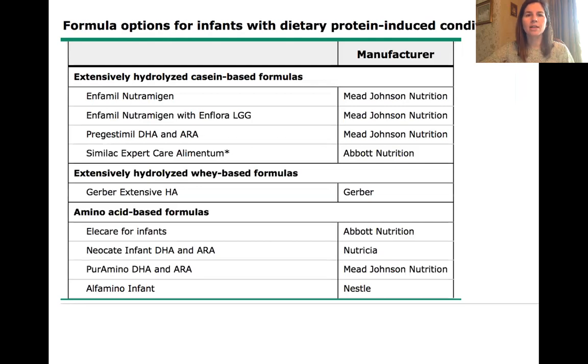This is a chart that lists the various formula options for the extensively hydrolyzed formulas. In my experience, I've seen most infants on Nutramigen or Alimentum and do very well. And then for the amino acid based formulas, Elecare and Neocate are the two most common that I have seen.